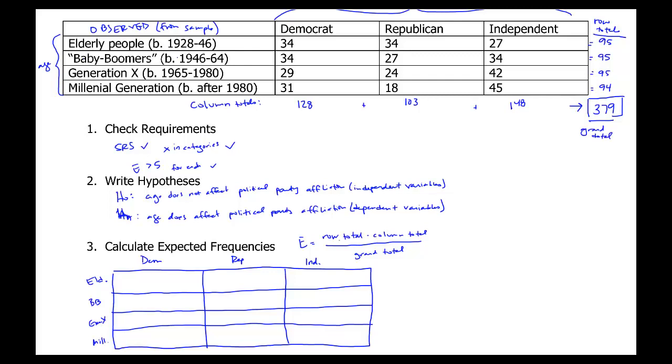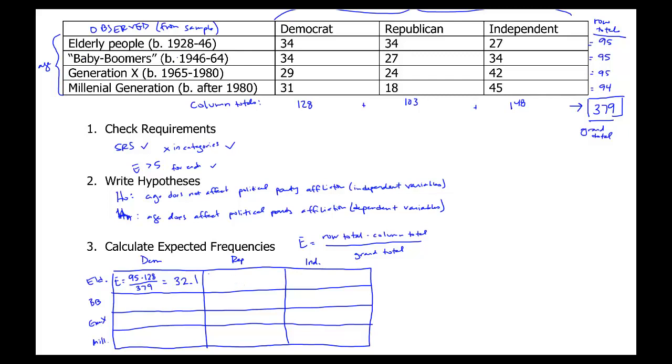So now we have all three numbers that we need to calculate each expected value. So for elderly people who affiliate with the Democratic Party, the row total for elderly people is 95. The column total for Democrats is 128. And the grand total is 379. So the expected value in that square of the table is 32.1.